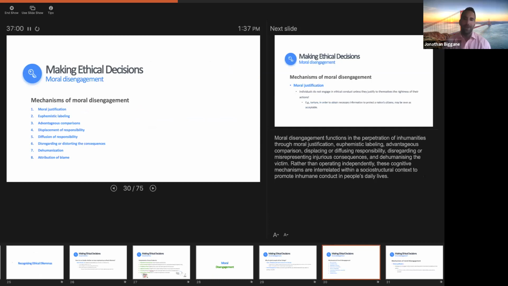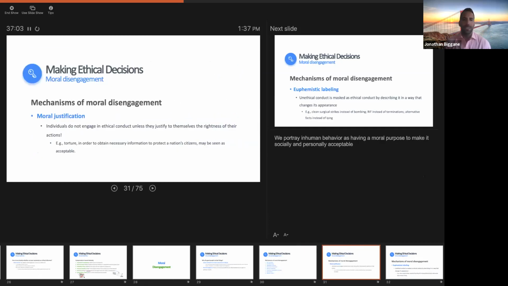First, we have moral justification. Moral justification could be something like, torture is necessary in order to obtain information that can ultimately protect people we care about. So here, individuals don't engage in unethical conduct unless they justify to themselves the rightness of their actions. And so again, a simple way of looking at it is that I'm right, we have to do this because it's for the greater good.